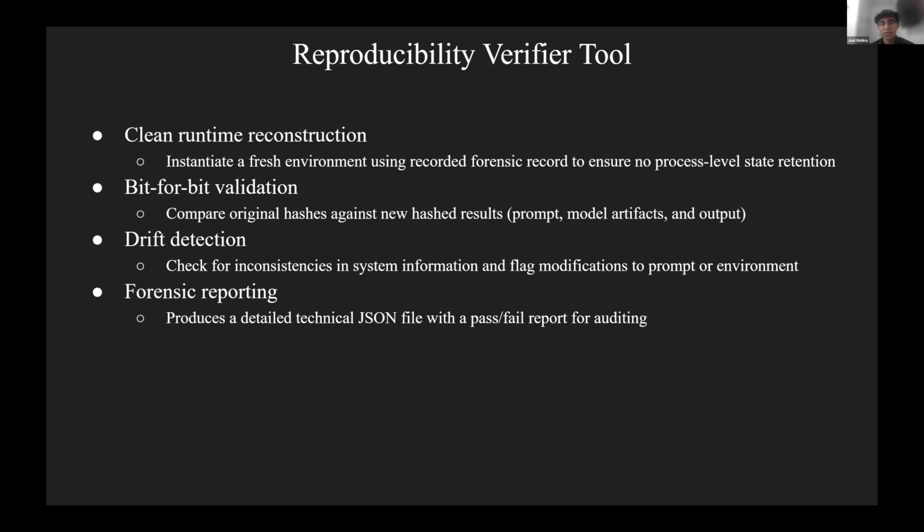There's also drift detection, which is just checking the environment, making sure it's exactly the same as it was in the past. And forensic reporting. This is the most useful part because it compiles all of this information into a more usable JSON file with a pass-fail message just to inform the user that the reproducibility passed.